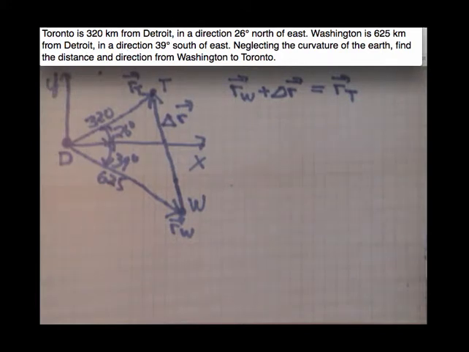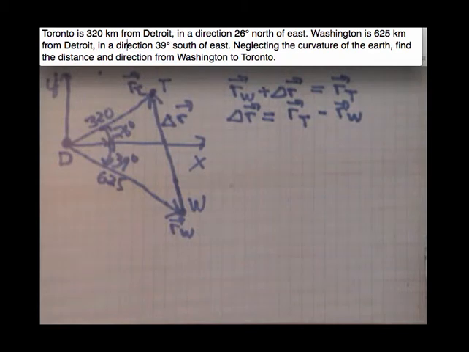Now, I can rewrite this last equation. We're being asked in this problem to find delta r, information about the displacement. So I want to solve this equation for delta r, and I can just rewrite this as delta r is just the difference between r sub t and r sub w.